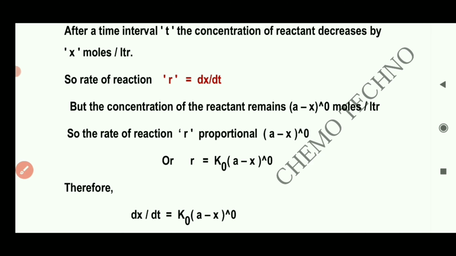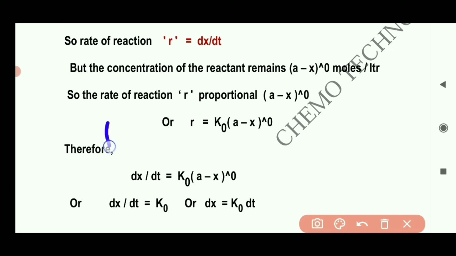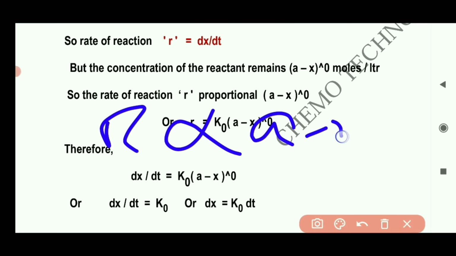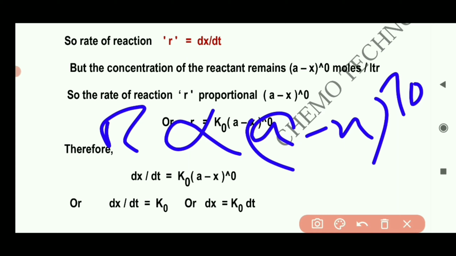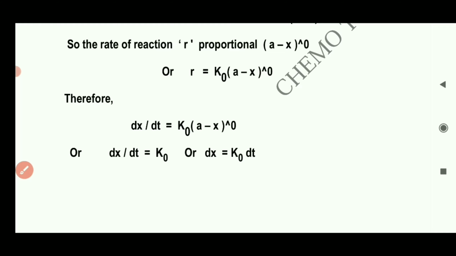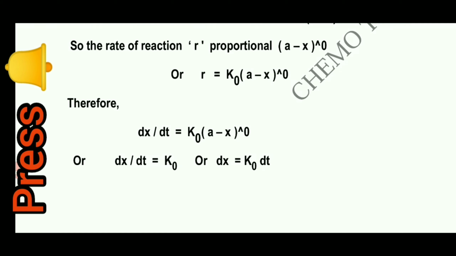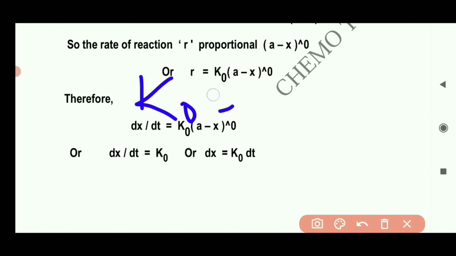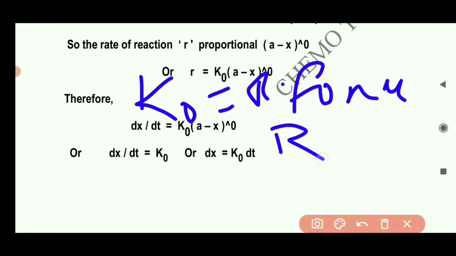But the concentration of the reactant remains a minus x moles per liter. So the rate of reaction R is proportional to a minus x to the power 0, as it is a zero order reaction. Therefore dx by dt is equal to k0 into a minus x to the power 0. Here k0 is known as the rate constant for zero order reaction.